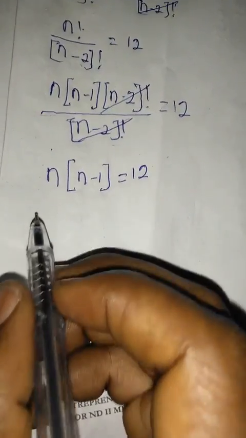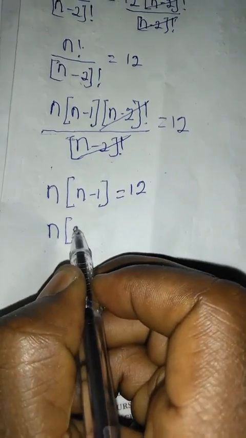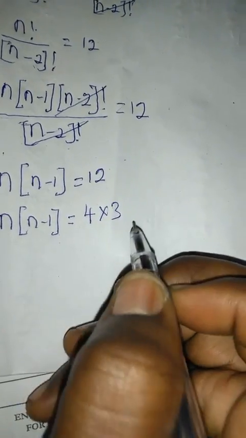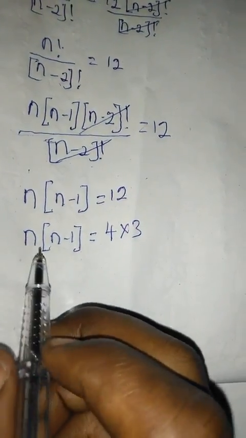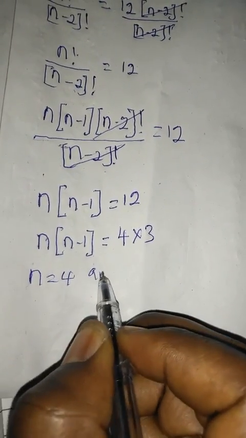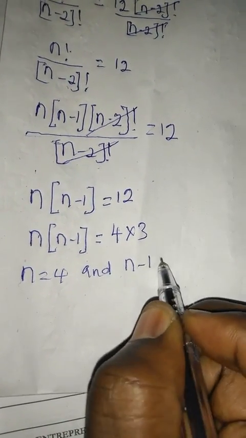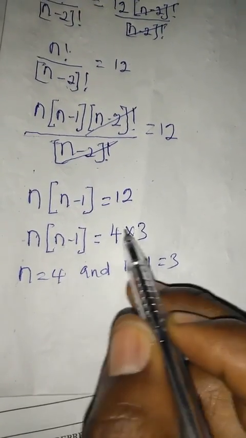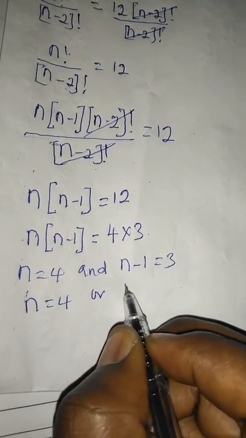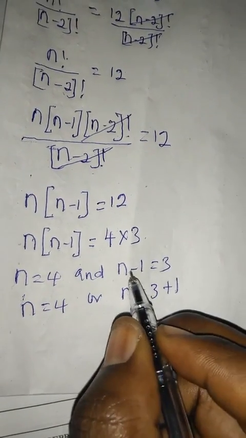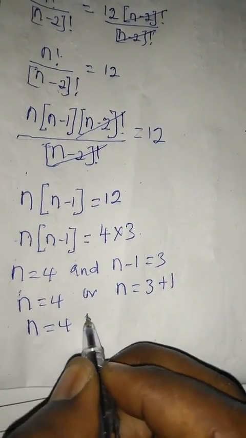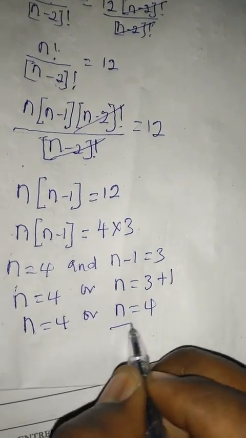So then I'll just write my n into bracket n minus 1 equals to what? 4 times 3. I told you it should always be in a descending order. Now by comparing, my n is equals to 4. And my n minus 1 is equals to what? 3. n equals to 4. n minus 1 equals to 3. So my n is equals to 4, or my n is equal to what? 3 plus 1. Because my negative 1 is coming to the other side, I'll be having plus. So my n equals to 4, or my n is equal to what? 4. My answer is what? 4.